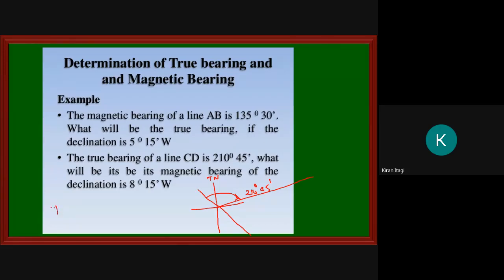Therefore, magnetic bearing equals true bearing plus or minus delta. What is the true bearing? 110 degree 45 minutes. Now tell me whether you add or subtract. Add, sir. Very good. Add. It is 219 degree. Very good.